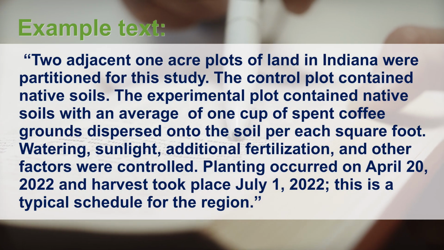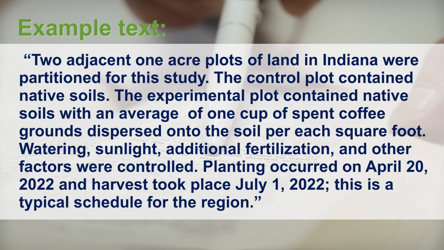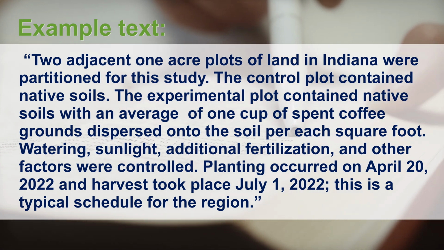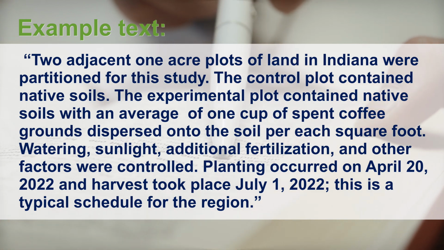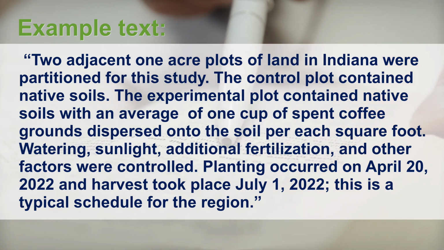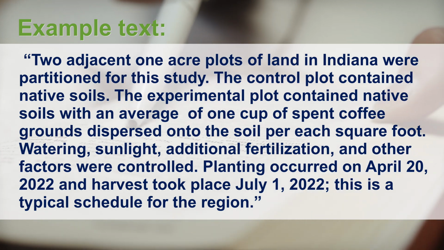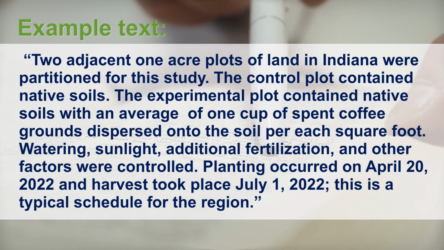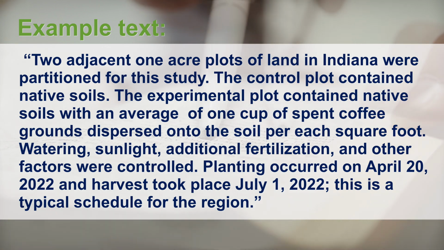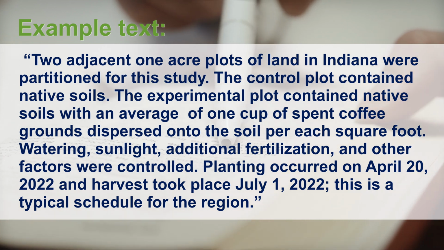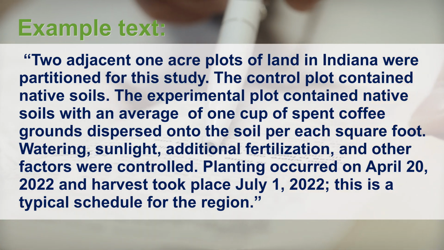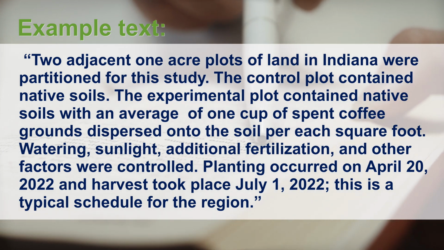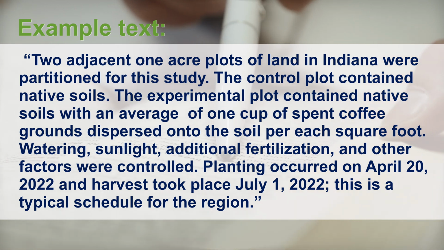Example text. 2 adjacent 1-acre plots of land in Indiana were partitioned for this study. The control plot contained native soils. The experimental plot contained native soils with an average of 1 cup of spent coffee grounds dispersed onto the soil per each square foot. Watering, sunlight, additional fertilization, and other factors were controlled. Planting occurred on April 20, 2022, and harvest took place on July 1, 2022. This is a typical schedule for the region.